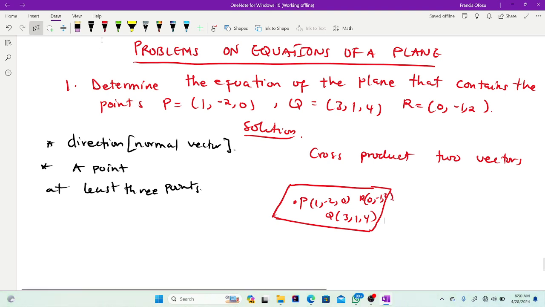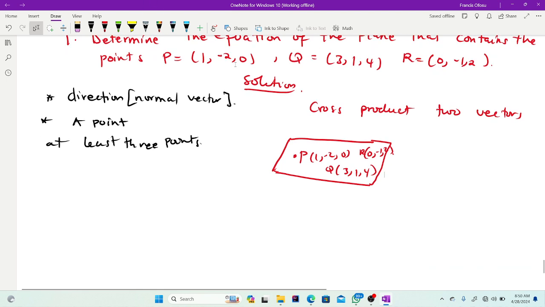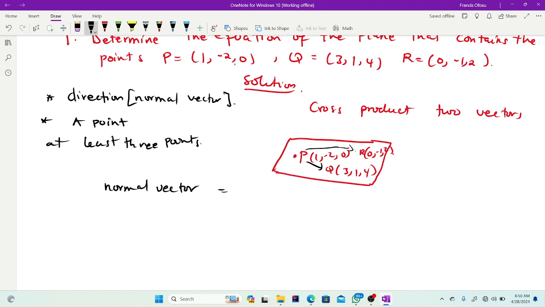So the next thing to do is to find the direction, which is the normal vector. To find the normal vector, we are going to take our PQ and PR, the cross product of these two vectors, because we need the cross product of any two vectors to give our normal vector. So our normal vector will be equal to PQ cross PR, as simple as that. So how do I find PQ? How do I find PR?